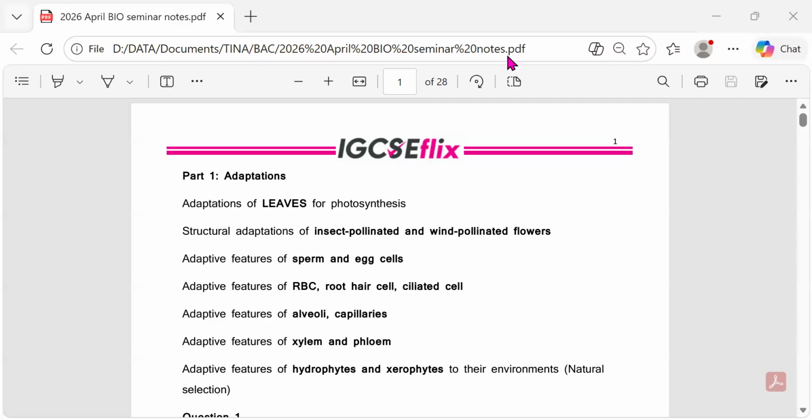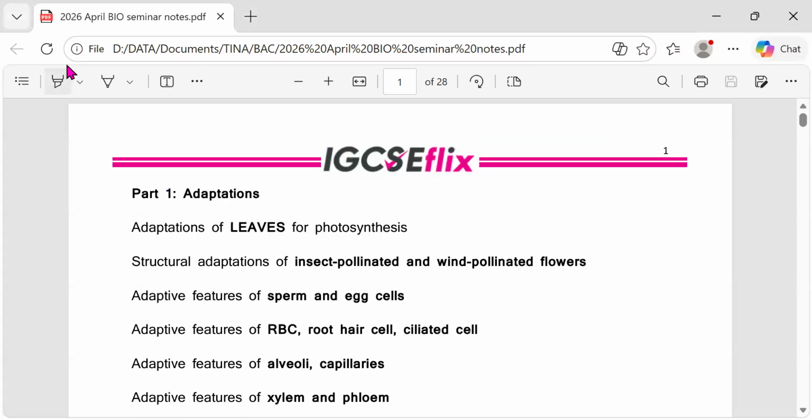Fire, UV light. Maybe light energy. Okay, so photochemical reaction. One word that is loved by IG is the word adaptation. Adaptation is how it is fit to survive in its surroundings. So you need to know the adaptation of leaves.